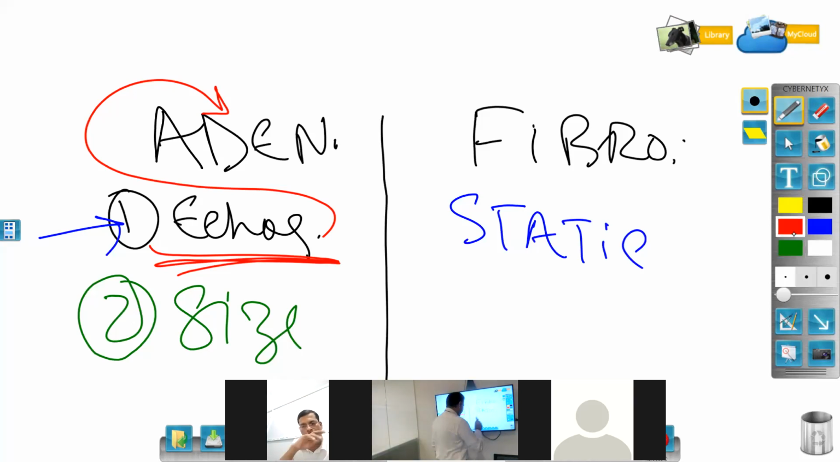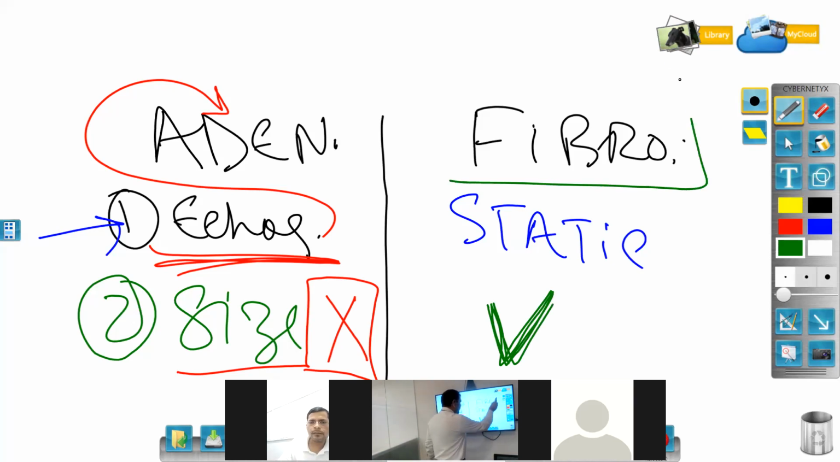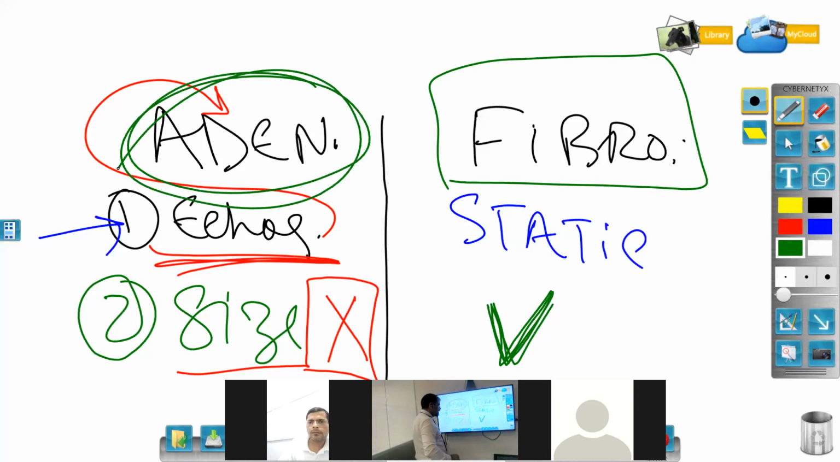The size here will not be static. I am making a cross for this size. It means that this will not be static, whereas in fibroid, it will be static over maybe a month or 2-3 months. It will not change overnight. In case of fibroid, it will not change overnight, whereas in adenomyosis, the size will change dramatically over a short period of time.